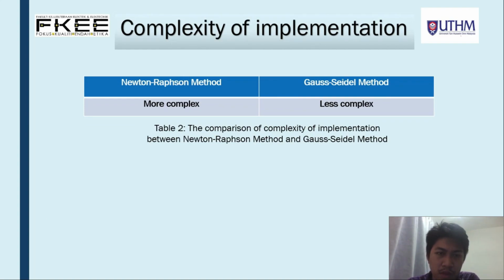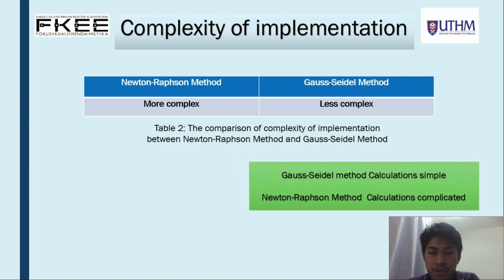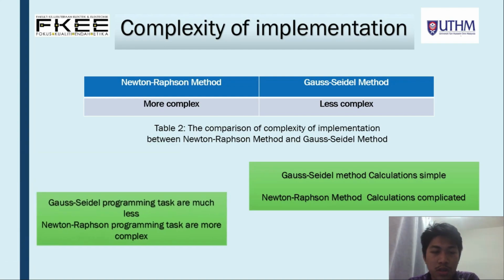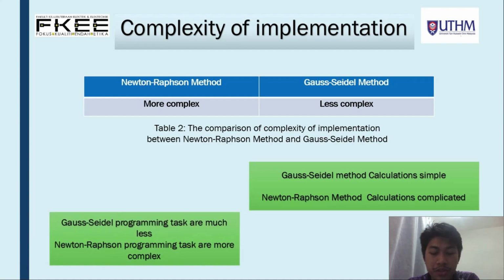Next is the complexity of the implementations. From table 2, we can see that the Newton-Raphson method is more complex than the Gauss-Seidel method, which is less complex. This is because, first, the calculations for the Gauss-Seidel method are simple, while the calculations for the Newton-Raphson method are more complicated. And next, the programming tasks for the Gauss-Seidel method are much fewer than for the Newton-Raphson method, where the programming tasks are more complex and quite harder to code.